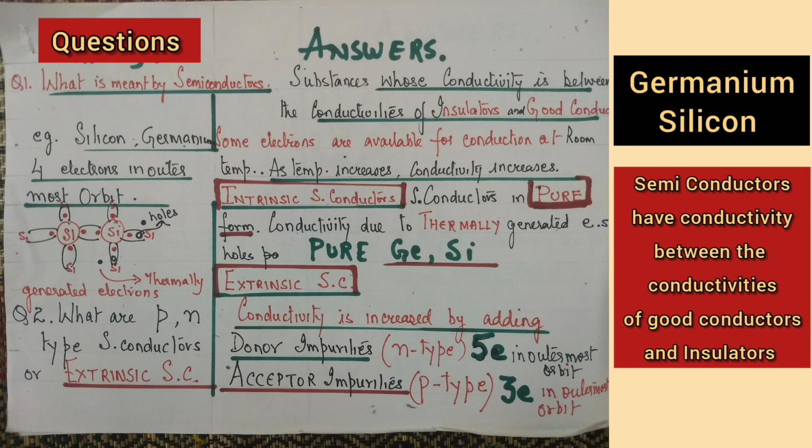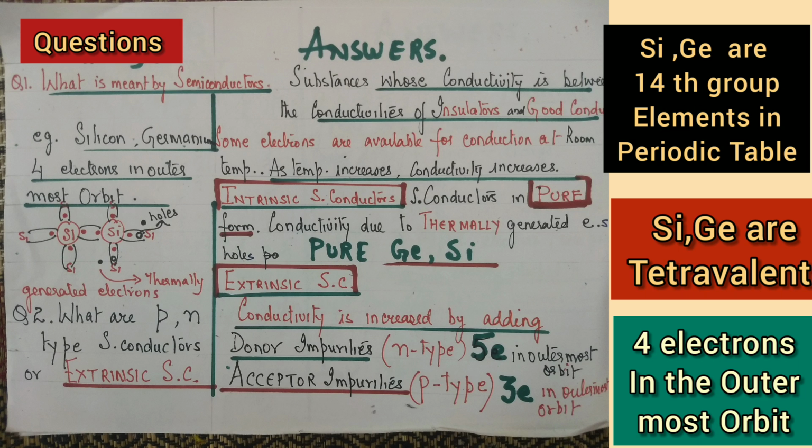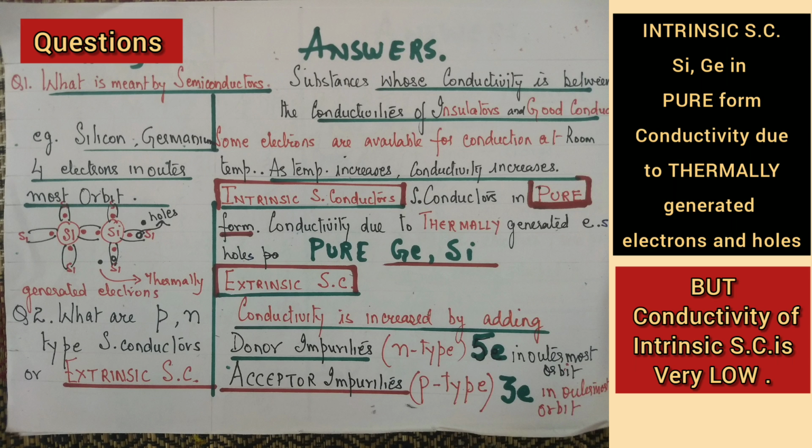Today we will discuss semiconductors, intrinsic and extrinsic, and energy bands. Semiconductors are materials whose conductivity lies between the conductivity of good conductors and insulators. Examples are germanium and silicon, which are 14th group elements. They have 4 electrons in the outermost orbit, tetravalent atoms, and these 4 electrons form covalent bonds with the neighboring germanium or silicon atoms.